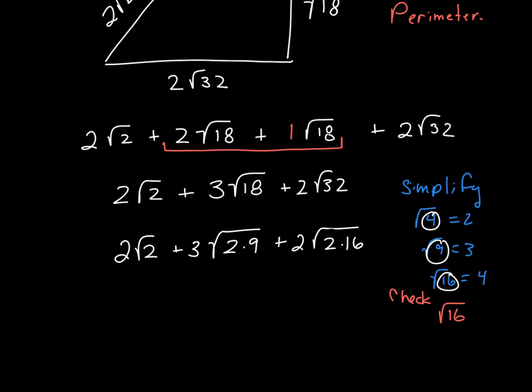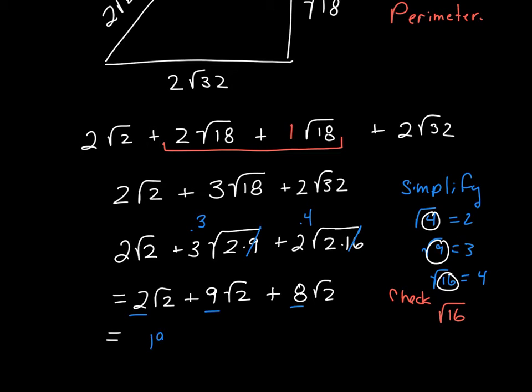Now I take out the perfect squares. The square root of 9 is 3, so I multiply it times 3. The square root of 16 is 4, so I multiply that 4 times 2. Then I'm left with 2 square root of 2 plus 9 square root of 2 plus 8 square root of 2. Now all you do is add the coefficients on the outside, because all of the radicals are the same. And 2 plus 9 plus 8 gives us 19 square root of 2.